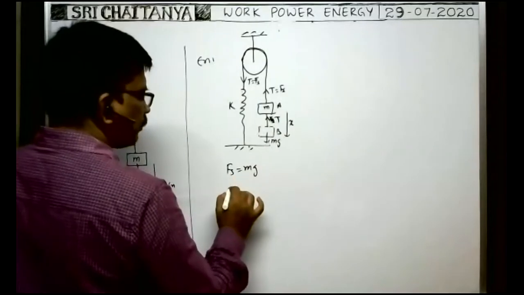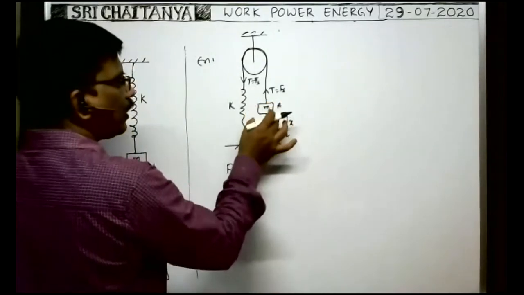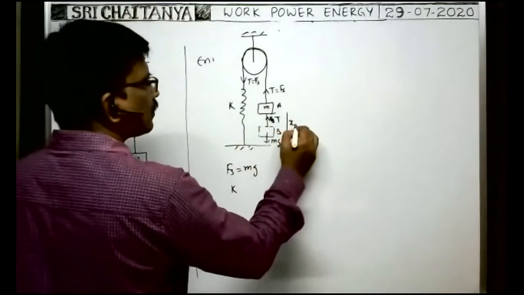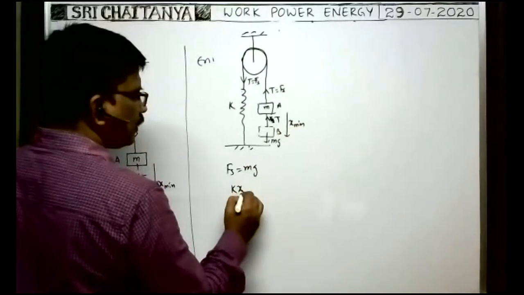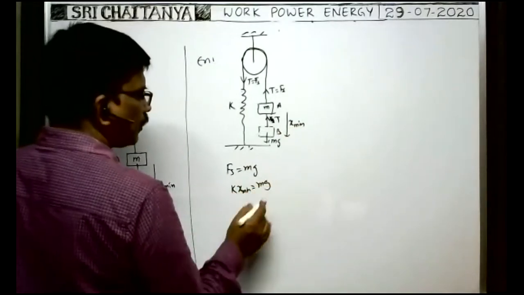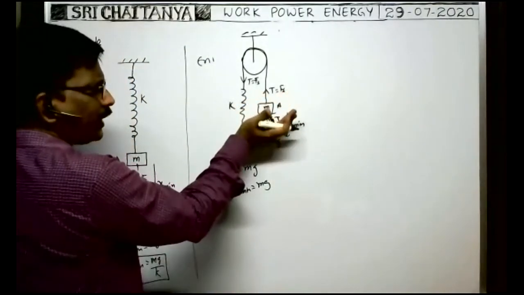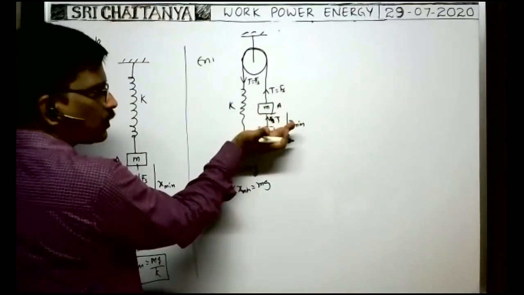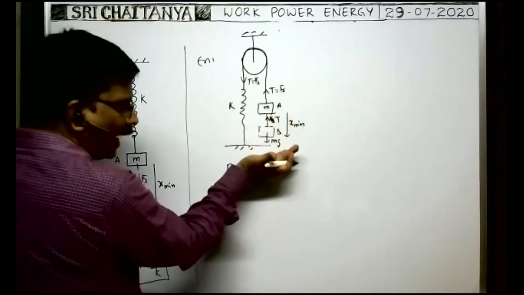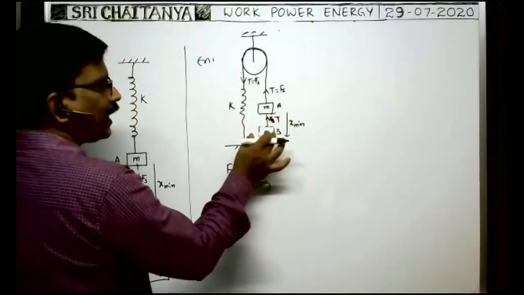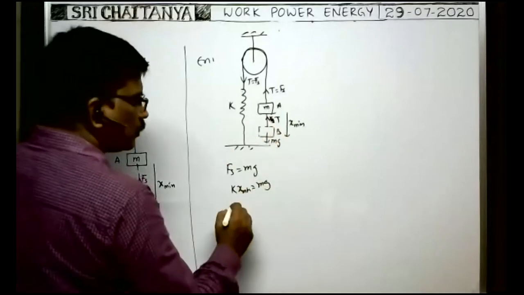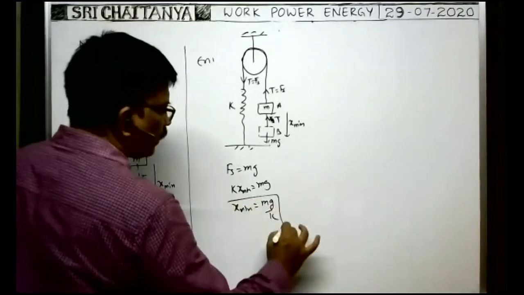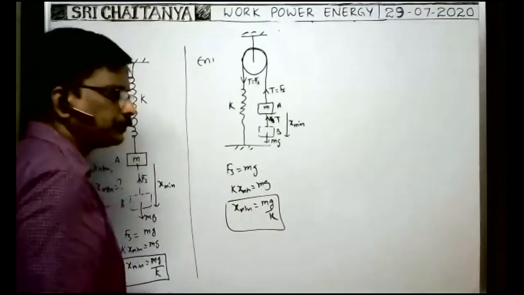Therefore, Fs means k into x, whenever the block comes down through a small distance here, so that the block is under equilibrium, the extension is minimum. That minimum extension x min gives kx min equal to mg. That means we have to release the block slowly like this, so that whenever the block is under equilibrium, at that time if you take the hand down, the block will not come down. That indicates the block is under equilibrium at this point. So in this case, the minimum extension of the spring is equal to mg by k. In both the cases, the extension of the spring is the same.